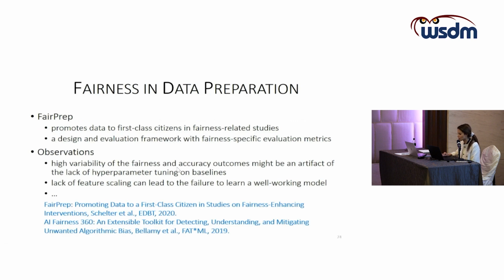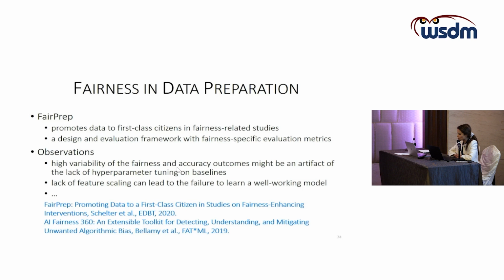This library is built on top of the Scikit-learn library and AI Fairness 360. AI Fairness 360 is a library for understanding and detecting algorithmic bias. In FairPrep, what it does is that it promotes data to first-class citizens in fairness-related studies. FairPrep basically is an evaluation and design framework with fairness-specific metrics.